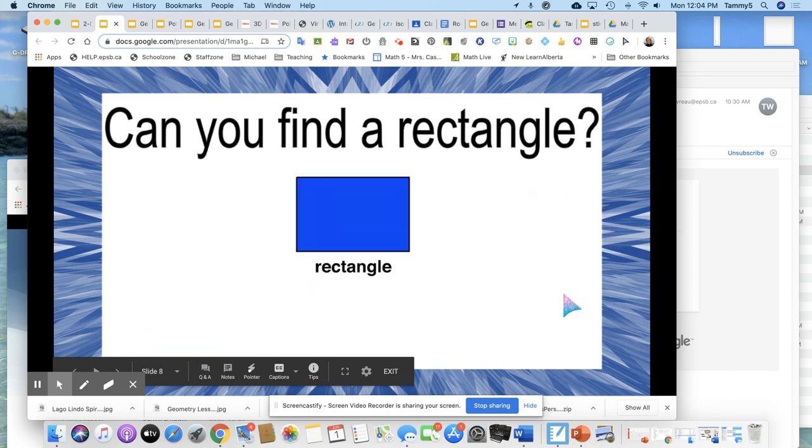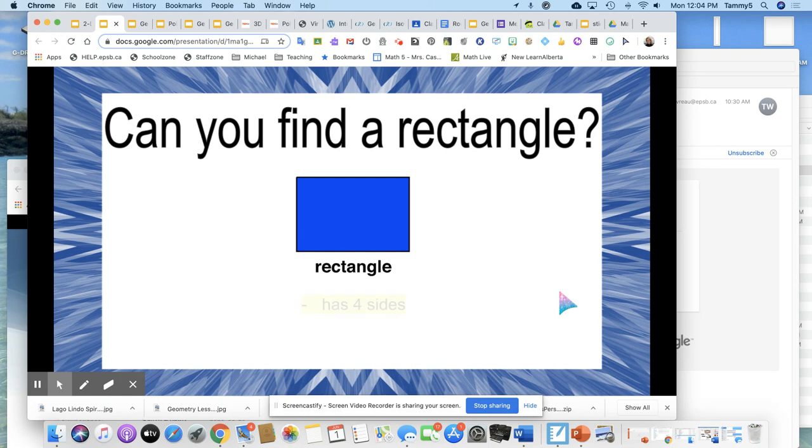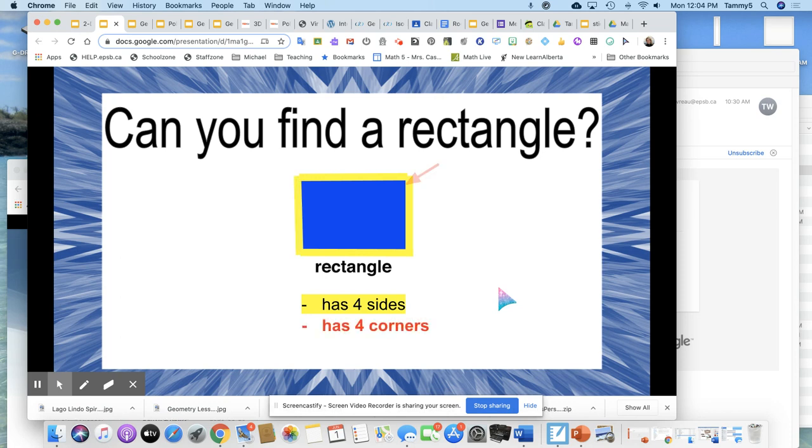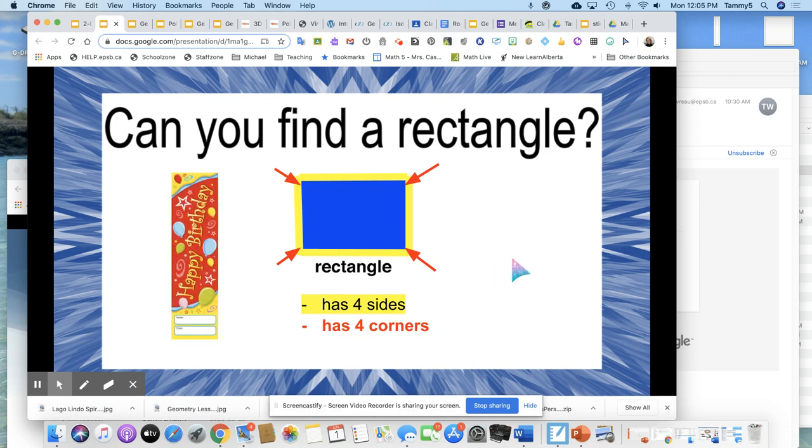Okay, this one will be easier for you. How about a rectangle? A rectangle has 4 sides, 1, 2, 3, 4, and 4 corners, 1, 2, 3, 4. But you don't have to worry about all 4 sides being equal here. So pause the video, find a rectangle, and come back. Hopefully you found something that was a rectangle. It was pretty easy for me. I found a bookmark that's shaped like a rectangle. And of course, our lined paper is shaped like a rectangle.